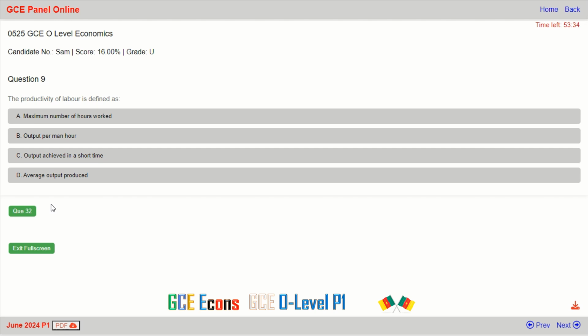The productivity of labor is defined as, you have the minimum number of hours worked, output per man hour, output achieved in a short time, average output produced. So the productivity of labor is defined as the output per man hour, B.